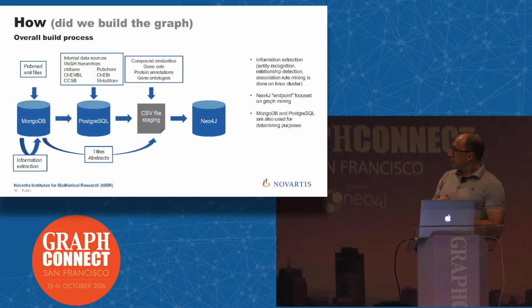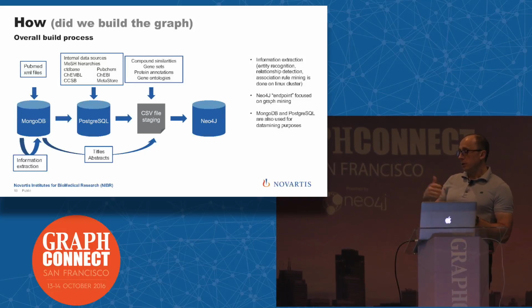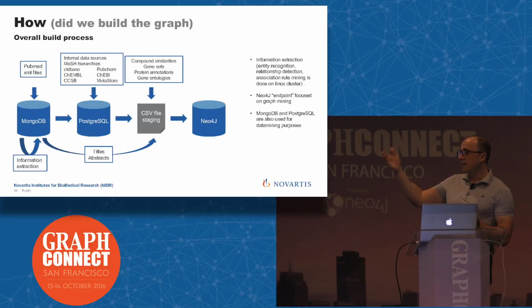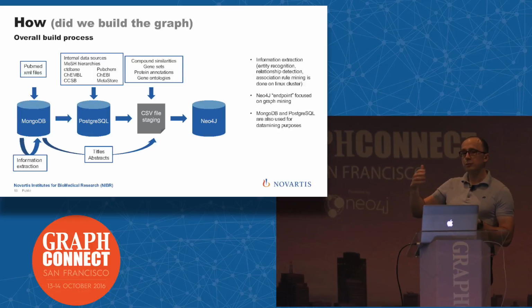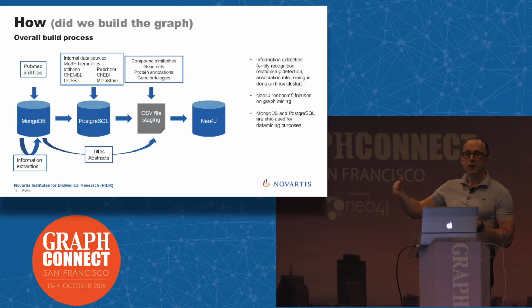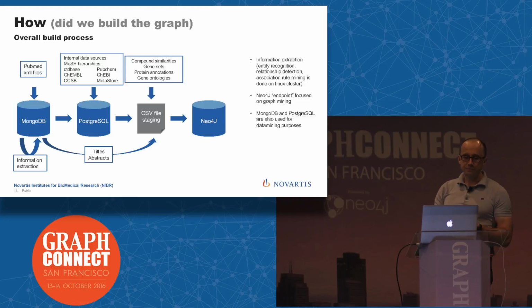The way we're getting data into Neo4j is we go through the CSV batch importer. At this point, we're still figuring out exactly how we do the text mining and so on. So doing this staging through the CSV files has worked very well for us.